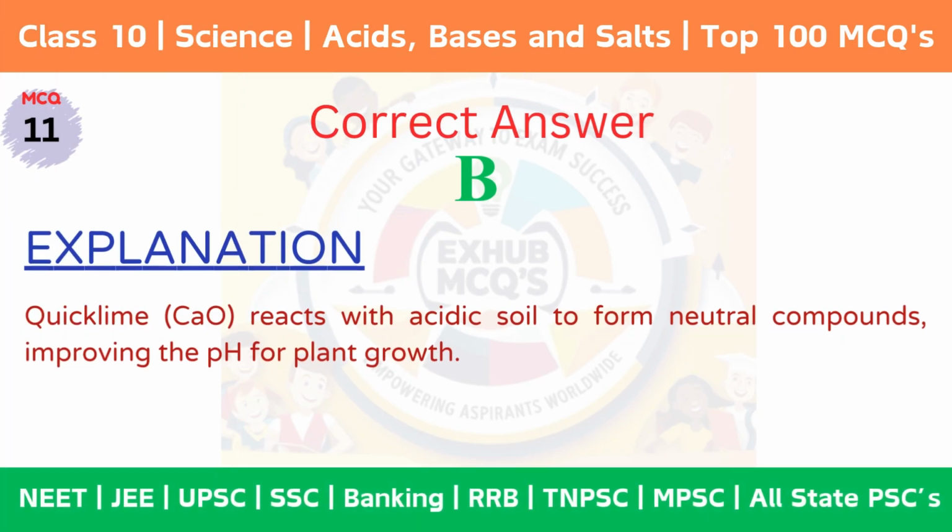Explanation: quicklime, chemically known as calcium oxide, reacts with acidic soil components to neutralize them, improving the soil's pH for plant growth. It is commonly used in agriculture to treat acidic soils.